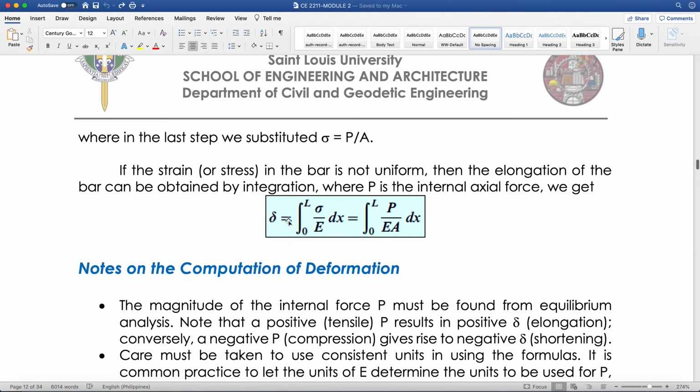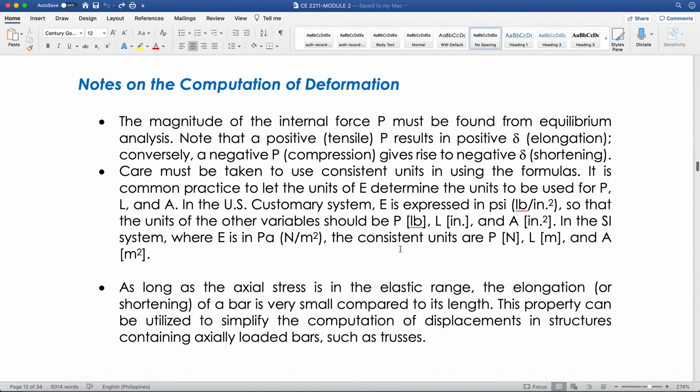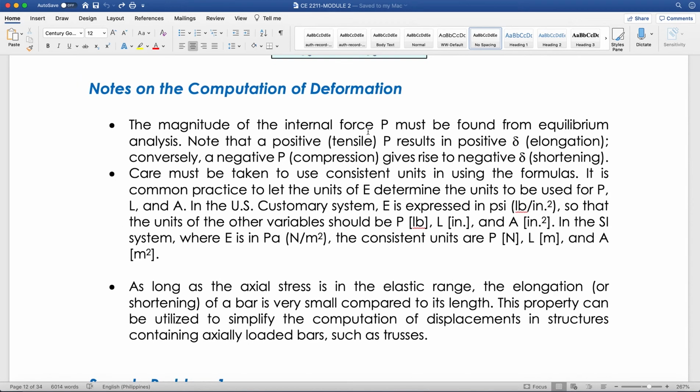Okay? If the stress or strain in the bar is not uniform, it is changing, the cross-sectional area is changing, okay, then the elongation of the bar can be obtained by integration of P dx over EA from 0 to the length L. Okay? So, the notes on the computation of deformation.